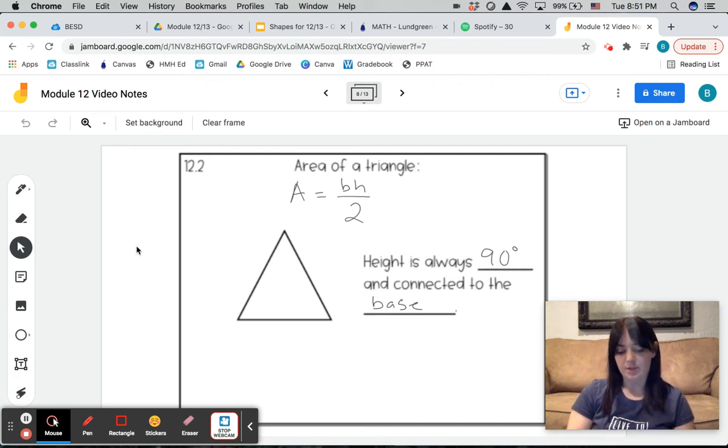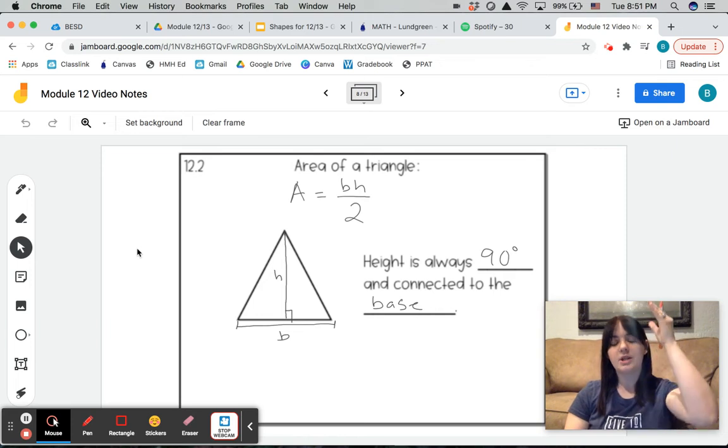So we're going to go from this top corner straight down to the base. And this angle is 90 degrees, so that line is perpendicular. Okay, this is our height. And then because this line is 90 degrees to this one, this is our base. Just like that. Okay, and your height is always going to go from that top corner down to the base. Always.